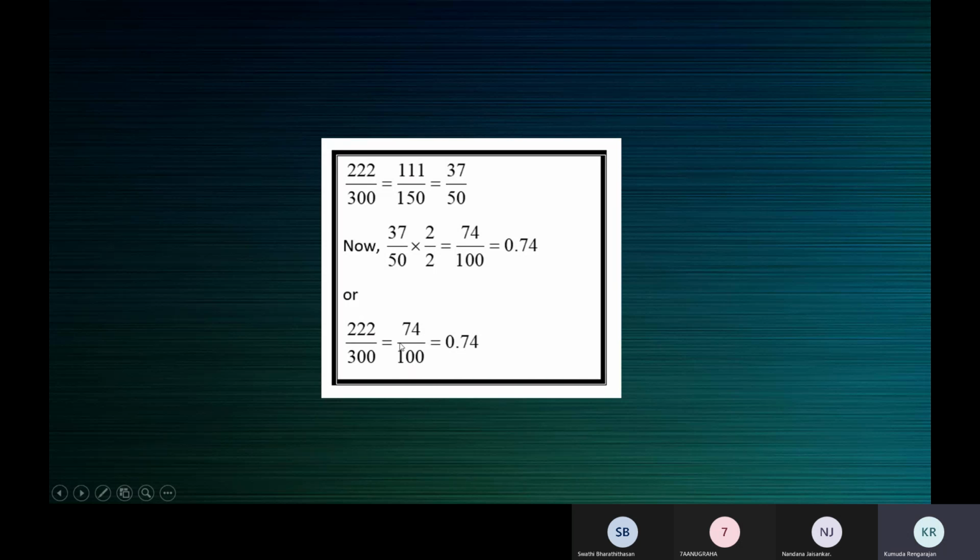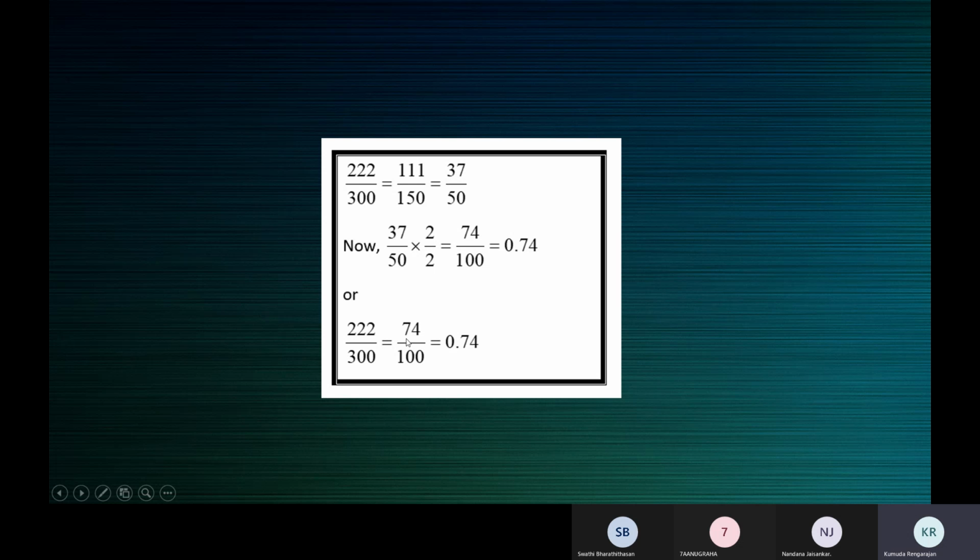So children, in the second method, first I divided by 2 and then by 3. Here, I divided straight away. You may not know what if you divided by 3 straight away? Because 2 plus 2 is 4, 4 plus 2 is 6, so 222 is divisible by 3. When you divide by 3, you get 74. And 300 is divisible by 3, we get 100. So straight away, we get 74 by 100.